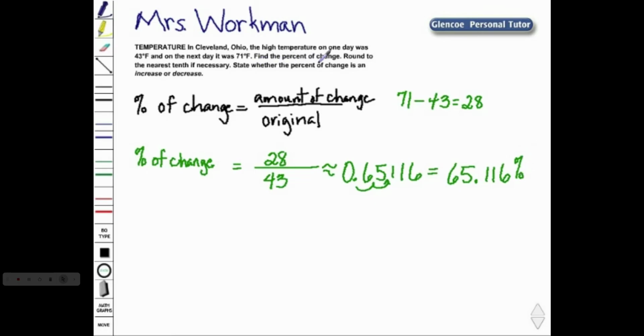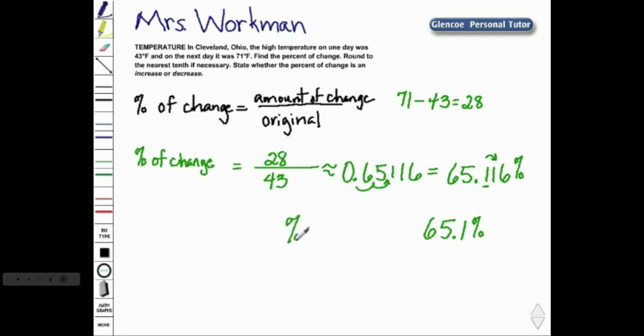Okay, let's see how I'm doing here. I found the percent of change. Now I'm asked to round to the nearest tenth if necessary. This 1 is in the tenth place. It's followed by a 1. So according to my rounding off rules, this 1 remains the same. So this becomes 65.1%.